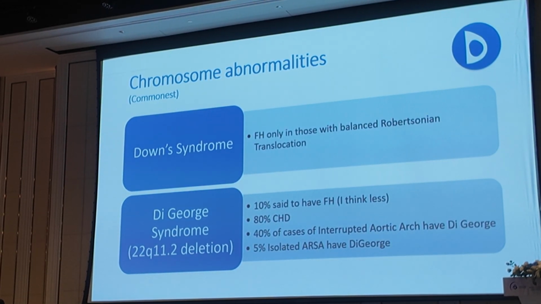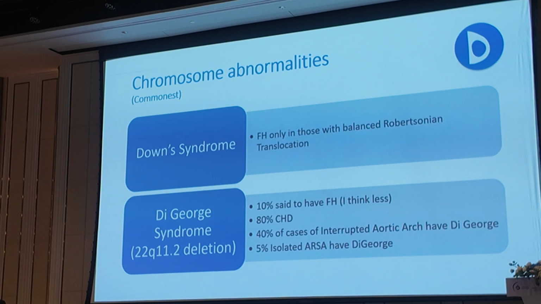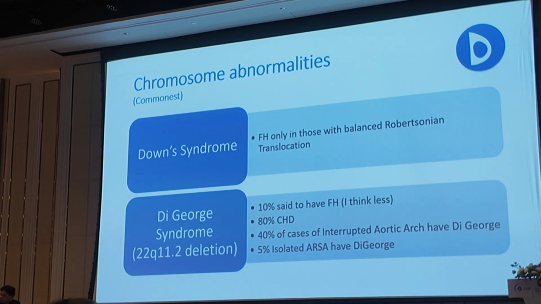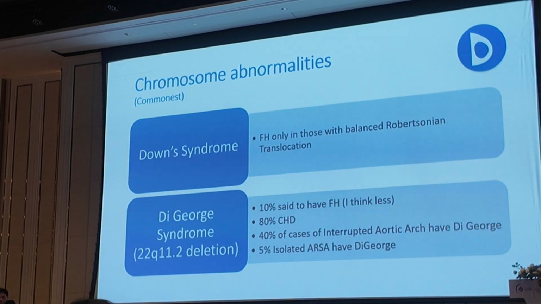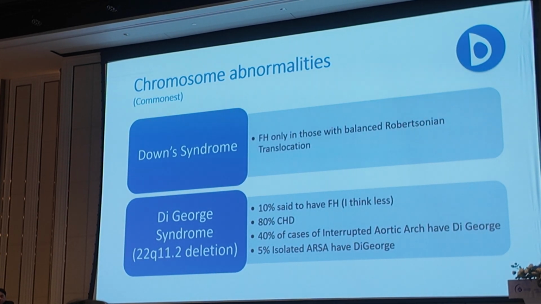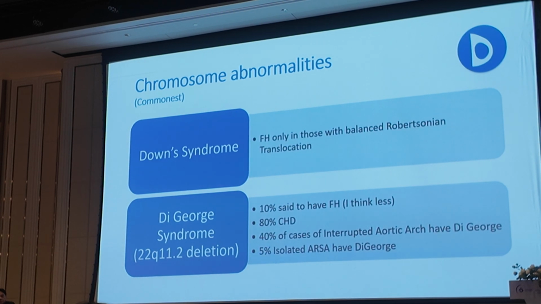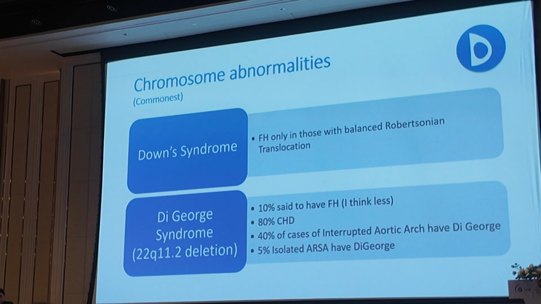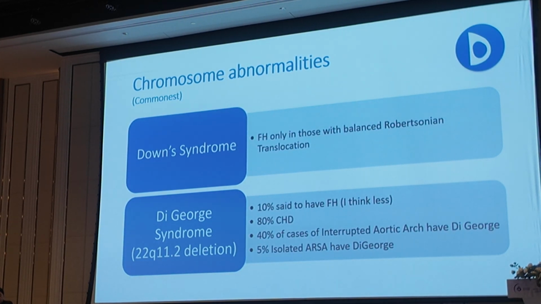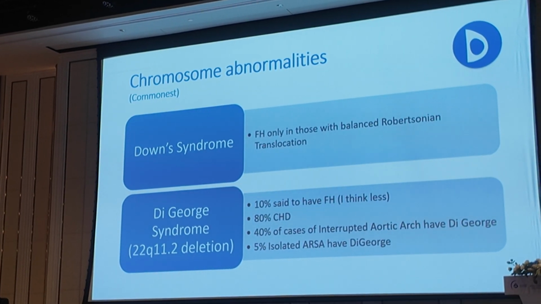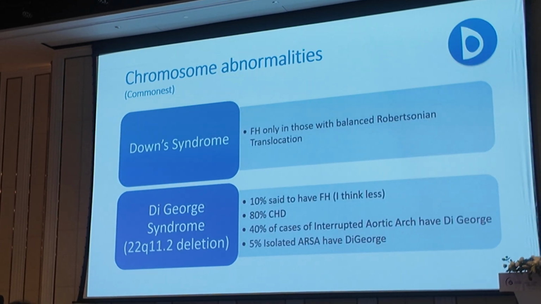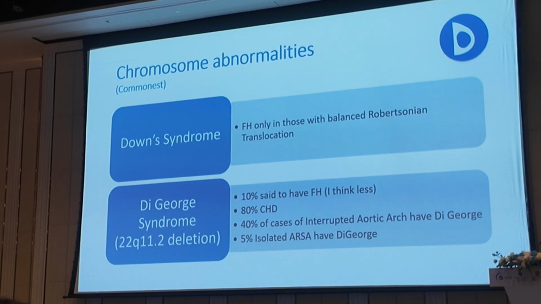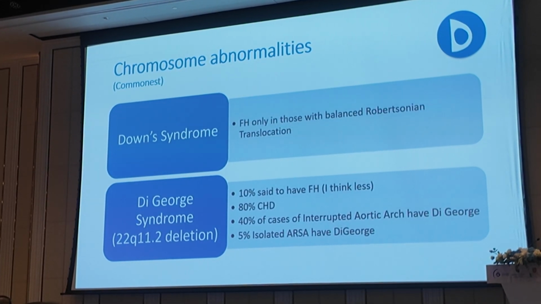Well, Down syndrome. We all know about Down syndrome and congenital heart disease, AVSDs the commonest. The family histories are only present with those with balanced Robertsonian translocation. DiGeorge syndrome is the second commonest chromosomal abnormality causing congenital heart disease. It really is pretty common. 10% is said to have a family history. I think that's an overestimate. I don't think a lot of these young women or men who have DiGeorge syndrome go on to have children themselves, but some of them do.